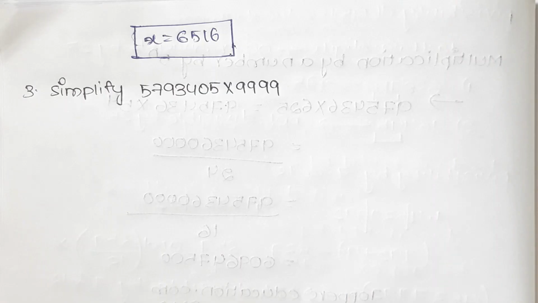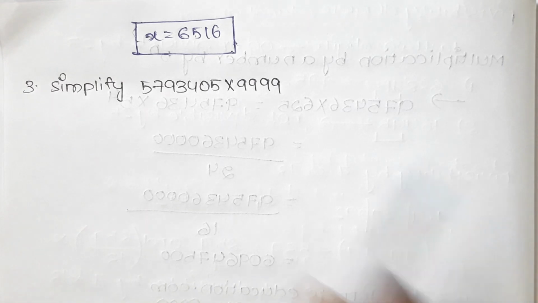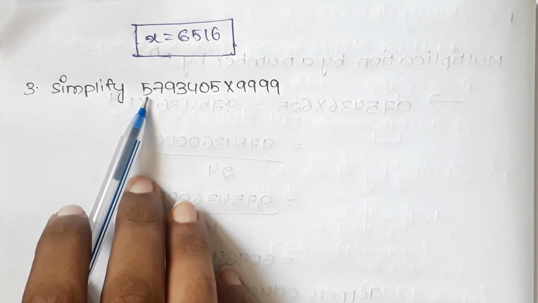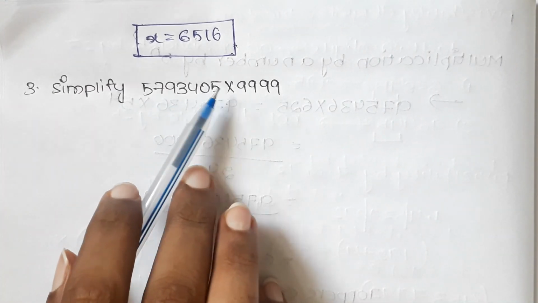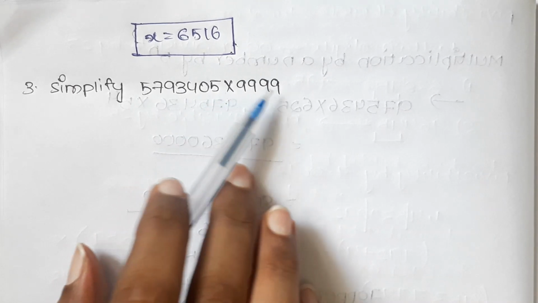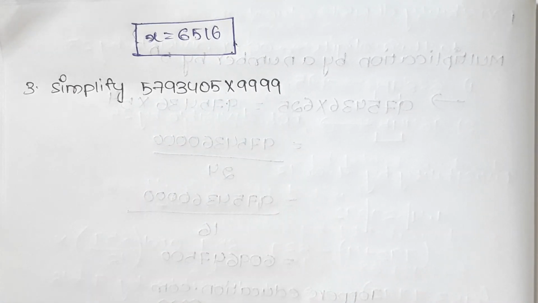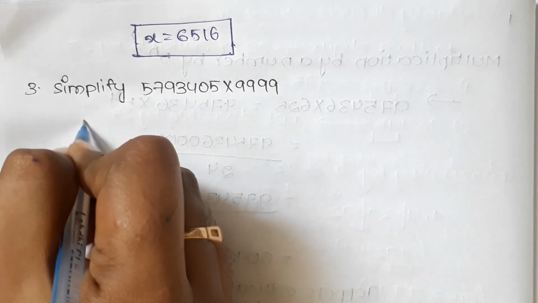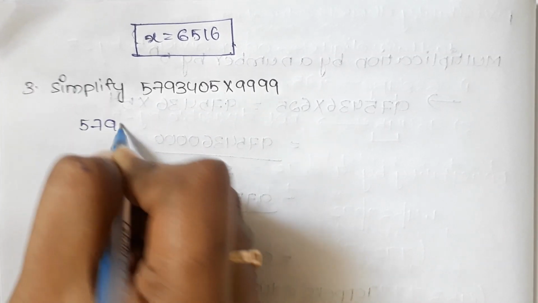And now let us see another question. The next question is simplify 5793405 into 9999. This example we have already seen in the previous video. Now we can simplify it by a very easy process.